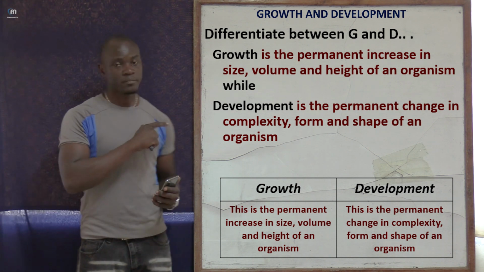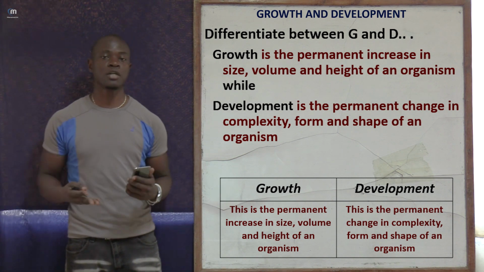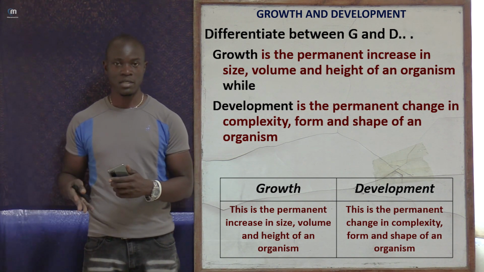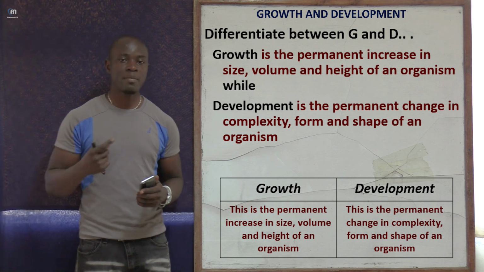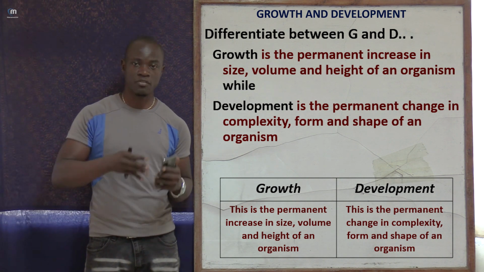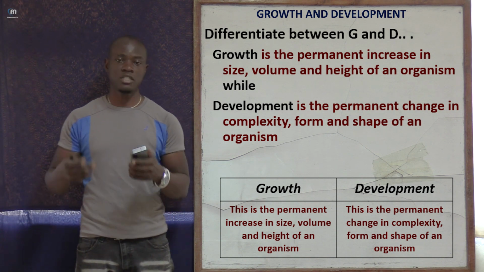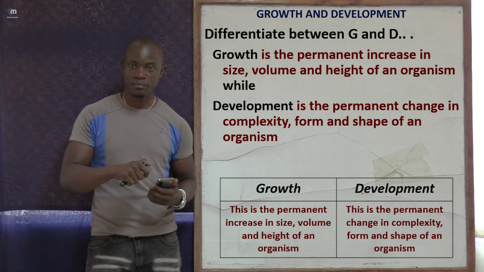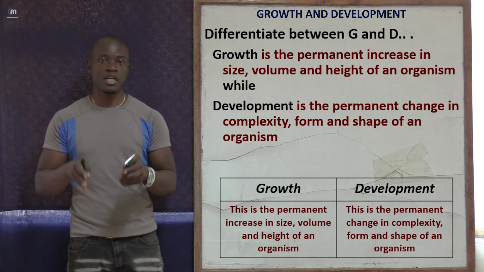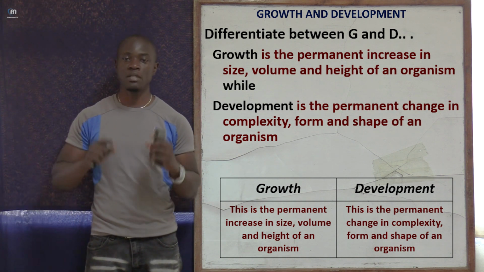In this differentiation, we have used a conjunction between growth and development. You say growth is the permanent increase in size, length, and height of the organism, while, that's the conjunction, development is the change in complexity of the organism. Now you see, we have used the conjunction. This is one way you can differentiate in biology.